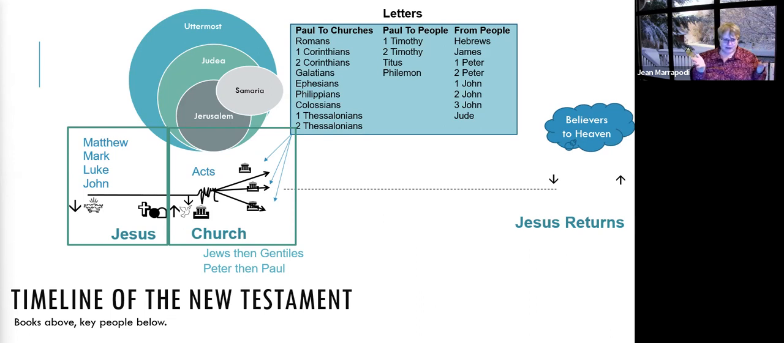And then our dotted line represents, okay, we're going to wait until Jesus returns. And that is the book of Revelation. And Revelation tells us about the end times.